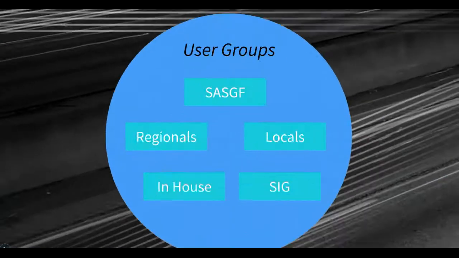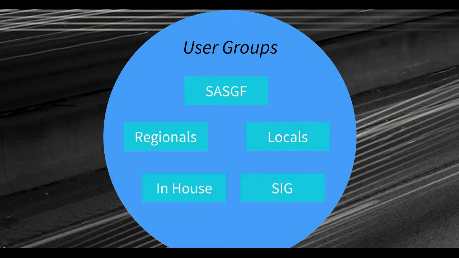So the next thing you want to look at is user groups. I represent the Chicago area SAS users group. You can find us on wcsug.com, but there's a few different types.